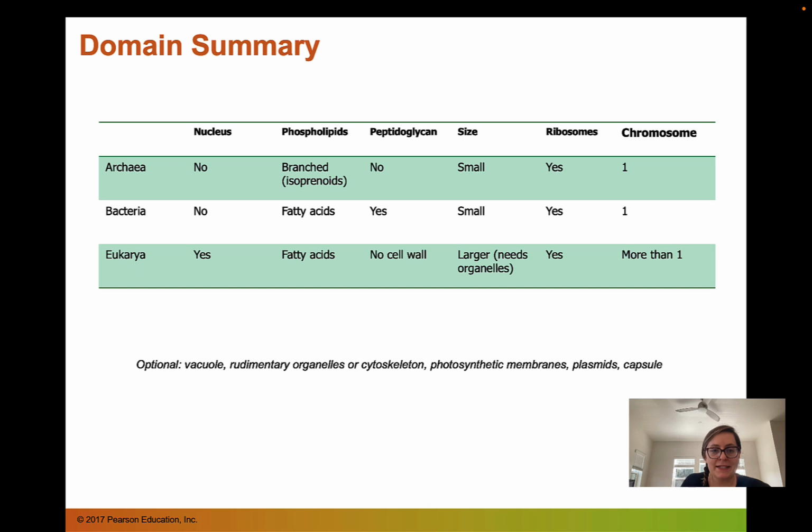So to summarize what I said so far, bacteria and archaea don't have a nucleus. They do have DNA. The bacteria and archaea have slightly different phospholipids. They have a different cell membrane. So bacteria have a cell wall. Bacteria have peptidoglycan in their cell wall. They're both small, right? They're quite a bit smaller than these eukarya, even though large examples of bacteria exist. They all contain ribosomes, and in general, bacteria and archaea have one chromosome.